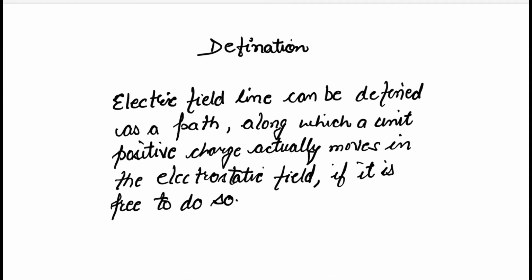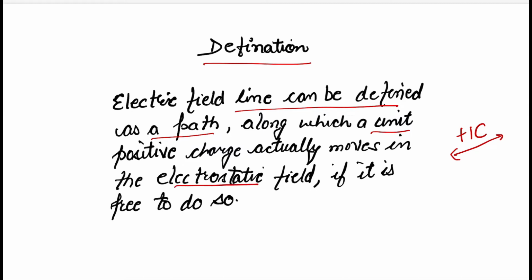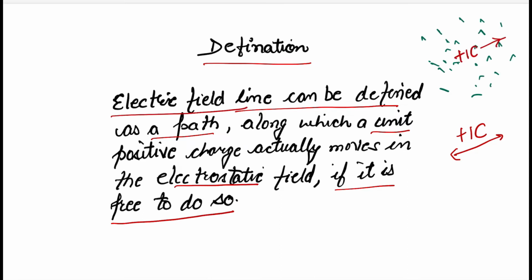Next is, how do you actually define an electric field line? An electric field line can be defined as a path along which a unit positive charge, meaning a charge of +1 coulomb, actually moves in the electrostatic field if it is free to do so. So, let us consider a field and a +1 coulomb charge. The trajectory followed by this +1 coulomb charge represents the electric field line.